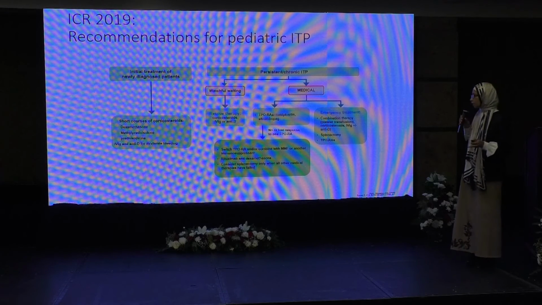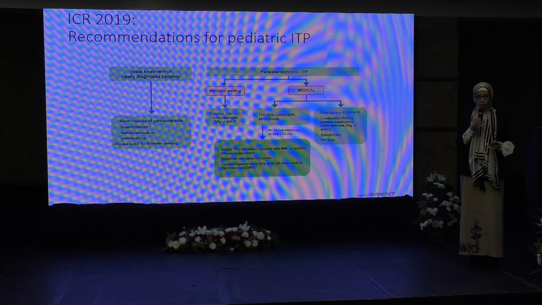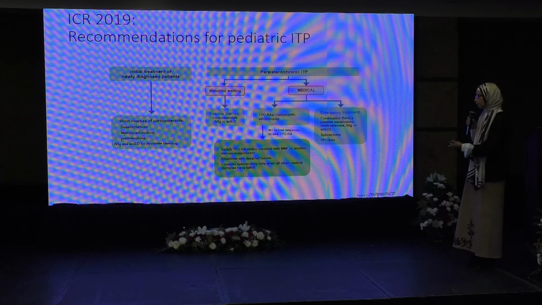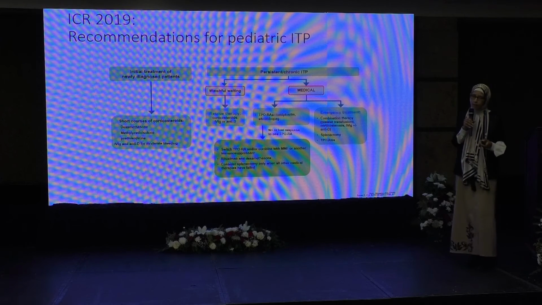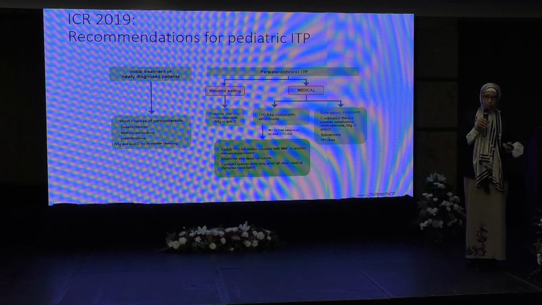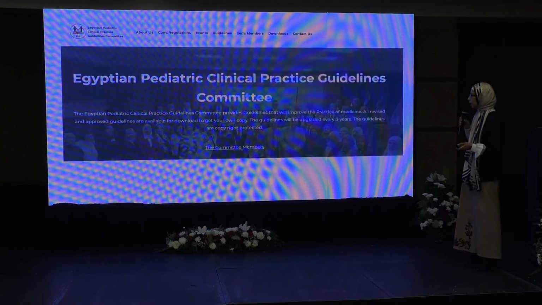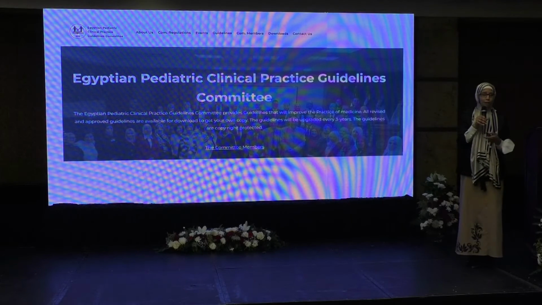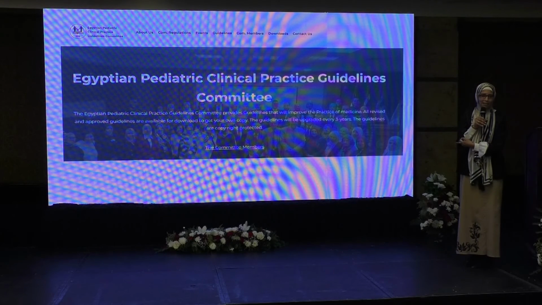And if the patient does not respond to the thrombopoietin receptor agonist, the first option is to switch to another one of the thrombopoietin receptor agonists, plus or minus mycophenolate mofetil or another immunosuppressor, or to give rituximab with dexamethasone, or at the end of the day consider splenectomy. And I guess all of us know that splenectomy is no longer a line of treatment in pediatric patients with ITP. And I would like to advocate for the Egyptian guidelines.